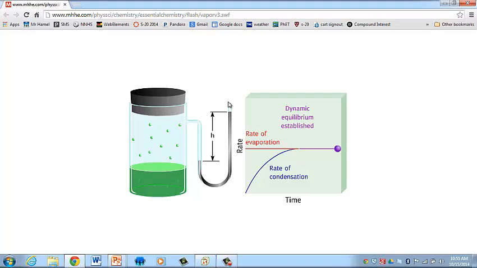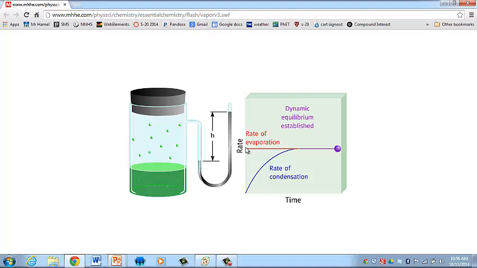The graph over here is showing that evaporation is essentially going to have a set rate, and that's based only on the temperature, the percentage of the molecules that have enough energy to break away from the liquid. So this red line for rate of evaporation stays constant because you have the same portion of your water molecules that are able to break away at any given point in time.